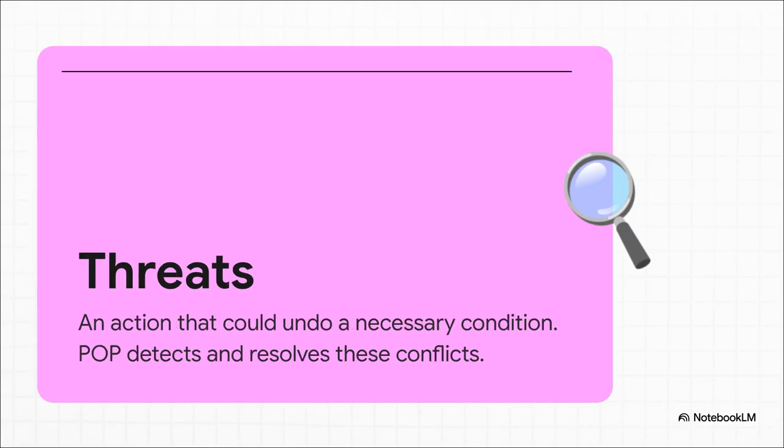But sometimes, plans can have conflicts. In POP, we call this a threat. A threat is any other action that could accidentally mess up a condition you need. Imagine you have a causal link: make toast leads to have toast. A threat would be an action like, the dog eats the toast. POP is designed to spot these potential conflicts and figure out a way to resolve them.